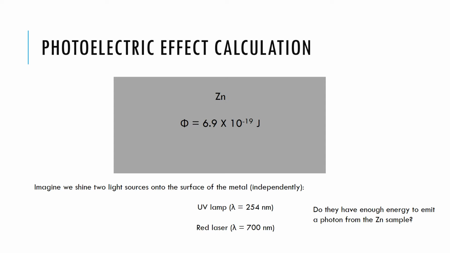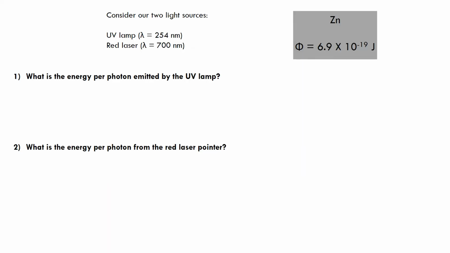Let's imagine I've got 2 light sources and I shine those onto a zinc surface independently. I have a UV lamp that has a wavelength of 254 nanometers, and I have a red laser that has a wavelength of 700 nanometers. The question is, do either of these light sources have enough energy to emit a photon from the zinc sample? And we can work that out by calculating the energy per photon that is emitted from these light sources.